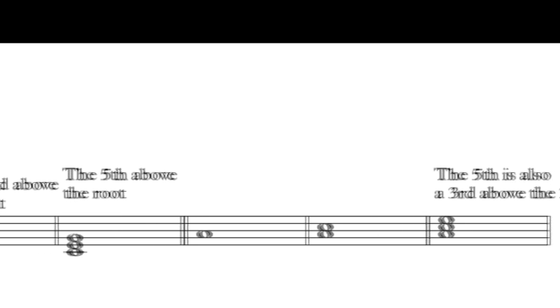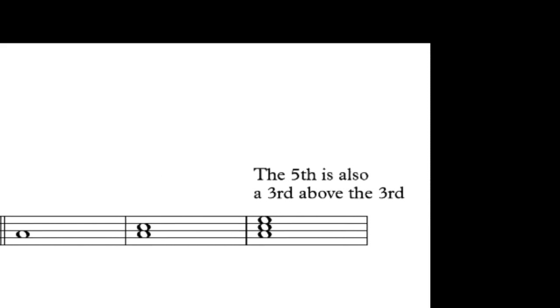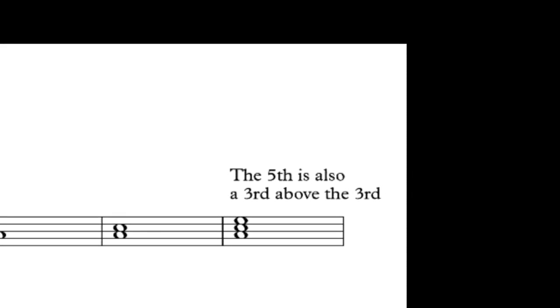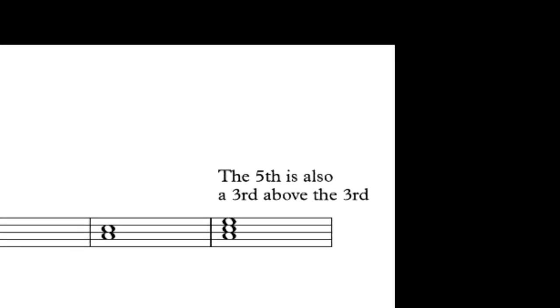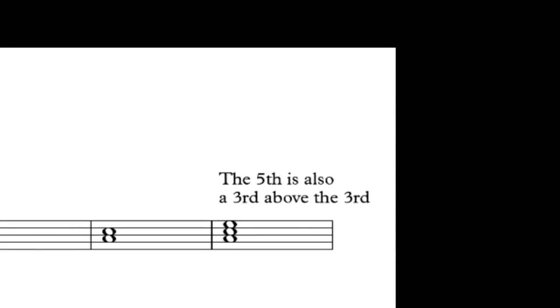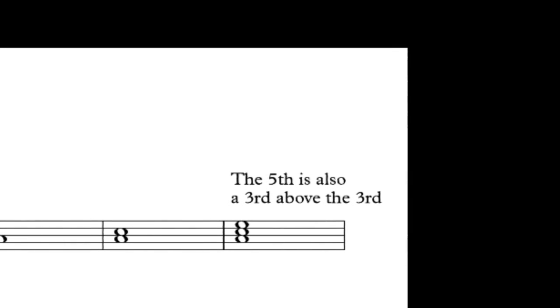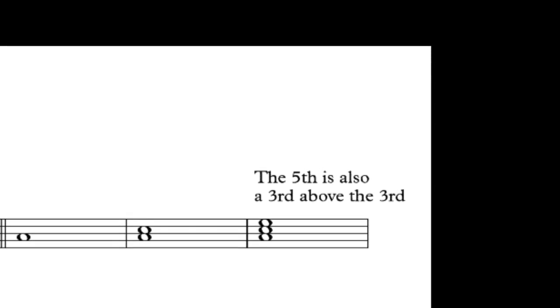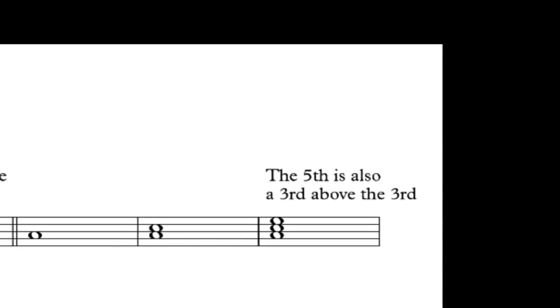We move on, we start with an A, we add a third above that, a C, and then we add a third above that, an E. So the fifth, although it is a fifth above the root, it is also, and this sounds a little funny, but if you think about it, it's a third above the third. Thus, all of our chords are based on intervals of thirds.